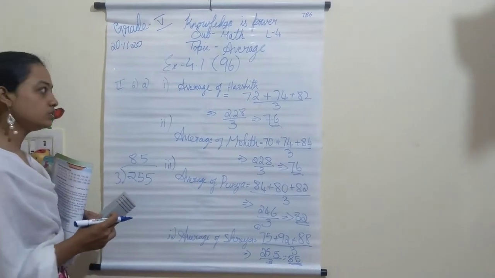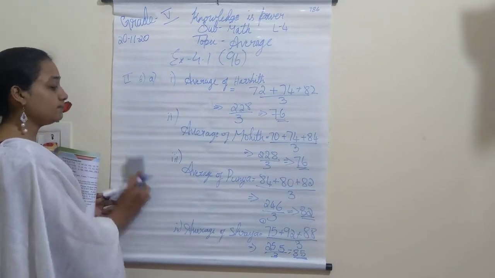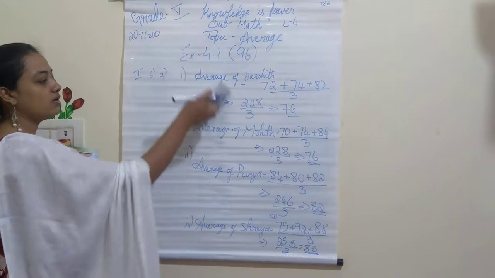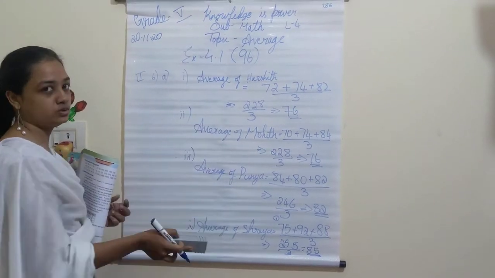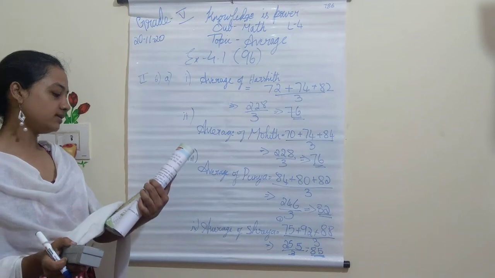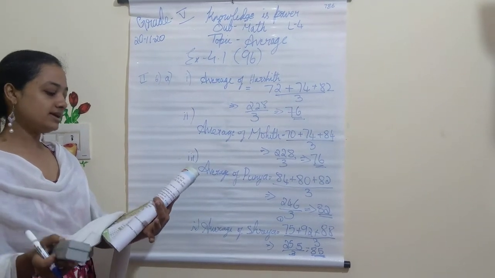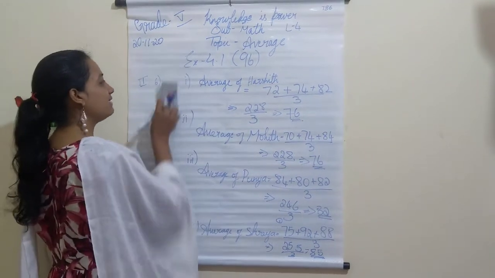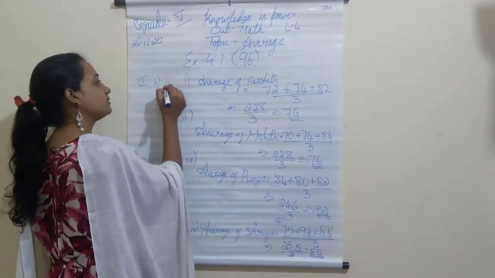So now what did we do? We solved only one part of the question, that is A. We found the average of each student. And you have one more sub question B. What is it? Find the average of English, Science and Maths. Now we have to find the average of the subjects here.